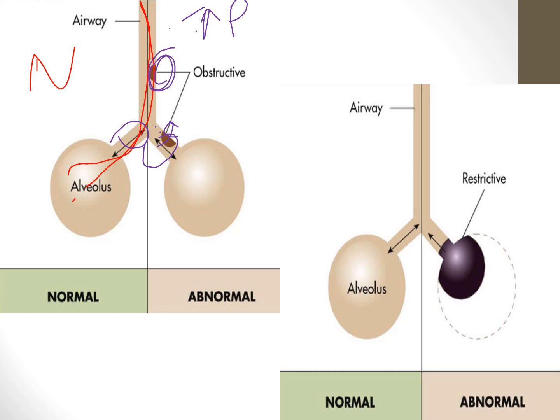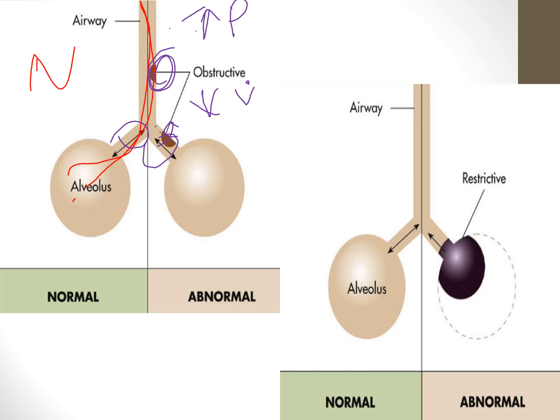That means they're going to have to use their accessory muscles. And then we're going to see that it's going to cause low flow rates. Low flow rates is what I just drew there. So low flow rates means that just like putting a kink in a garden hose, you're going to see a lot less water coming out of the end. That means a lot less gas can flow into and out of the lungs when we're looking at this condition.